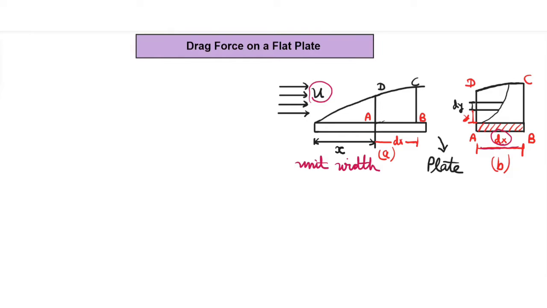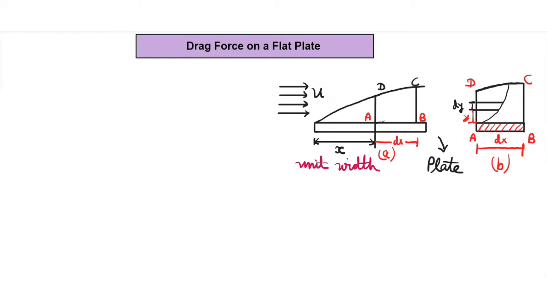और ये जो small length of plate जो हमने ली, whose length is dx, उसका enlarged view I have drawn in figure B. The thickness of the strip is dy and its width is unity. We have taken a small length dx of the plate at a distance x from the leading edge, and this is the enlarged view shown in figure B.